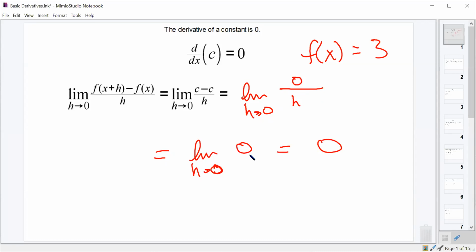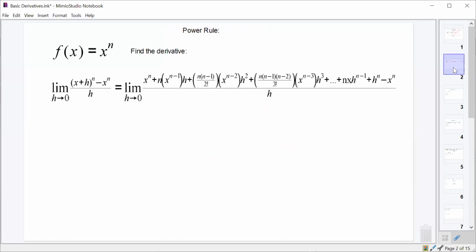So algebraically, that's the reasoning behind it. And graphically, we should be able to see it from what we know about the nature of a horizontal line. Good or no? Yes. All right. Cool.